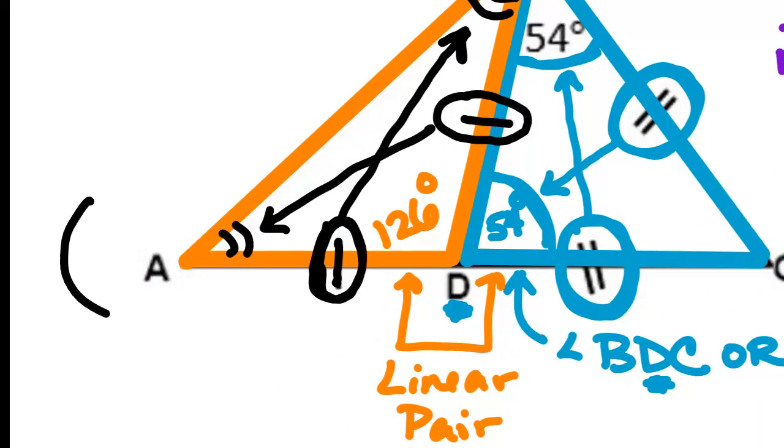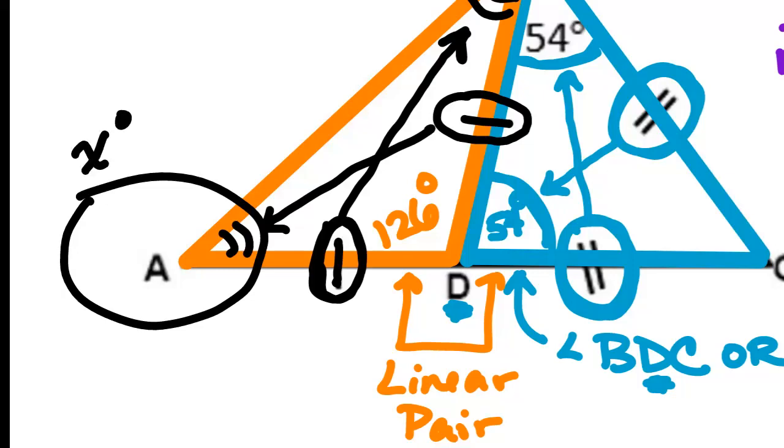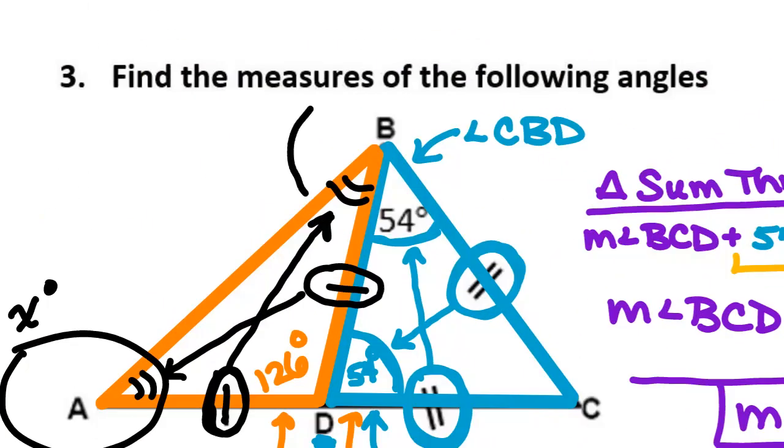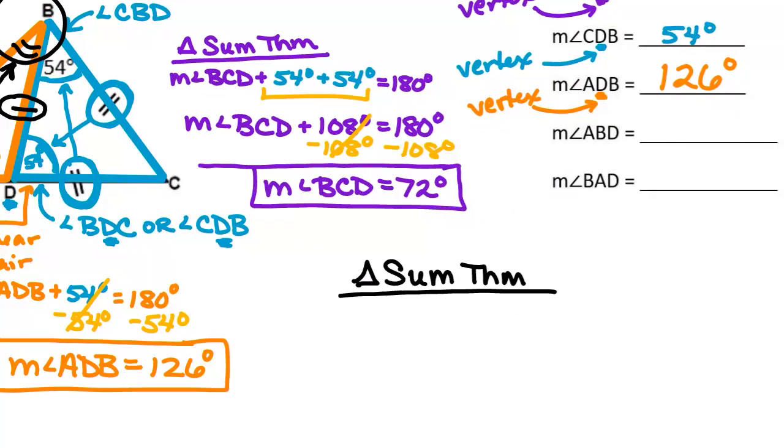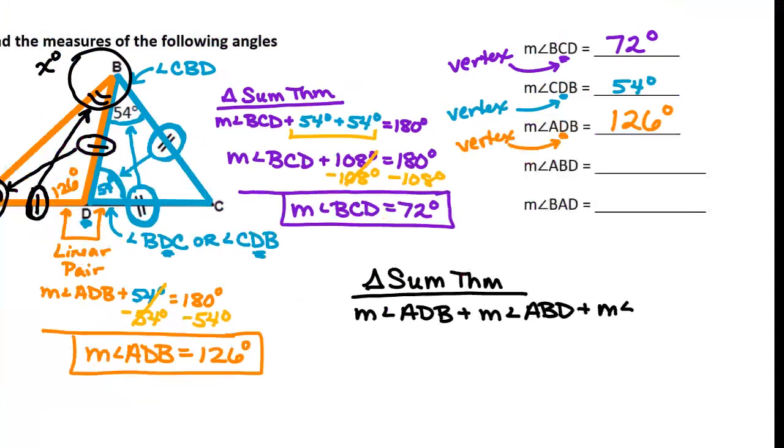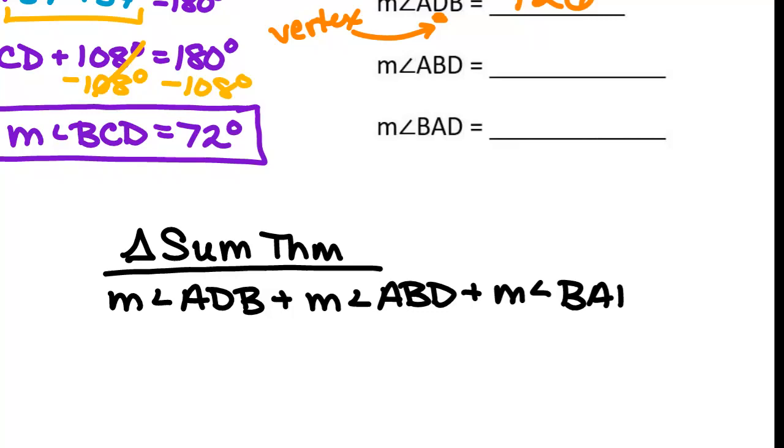I don't know how big they are, but I know they have to be the same, so I'm going to let this one be x degrees. And I'm going to let this one up here be x degrees. And I can use my triangle sum theorem again now. For my triangle sum theorem, we have the measurement of angle ADB plus the measurement of angle ABD plus the measurement of angle BAD. That's equal to 180 degrees.